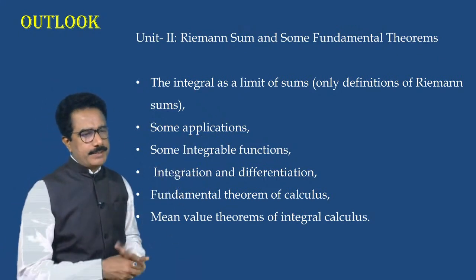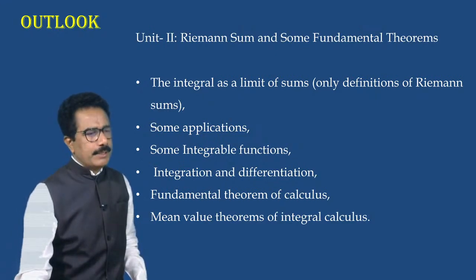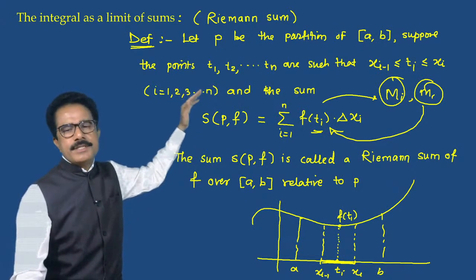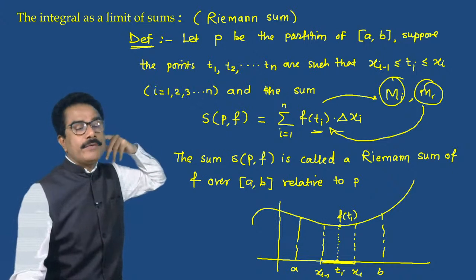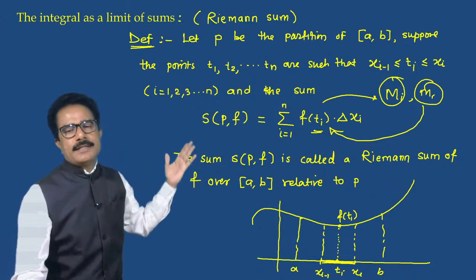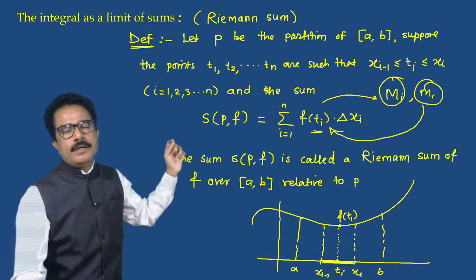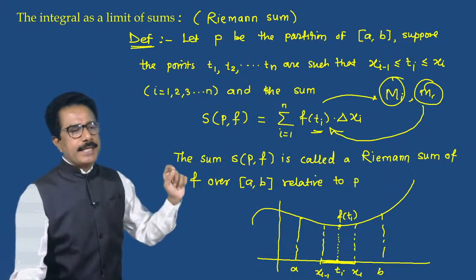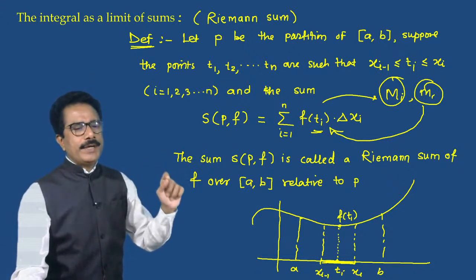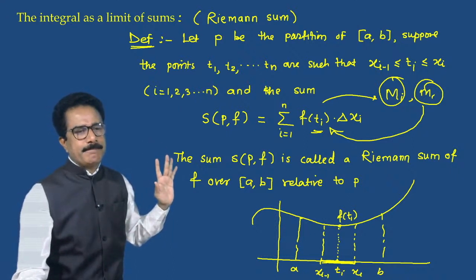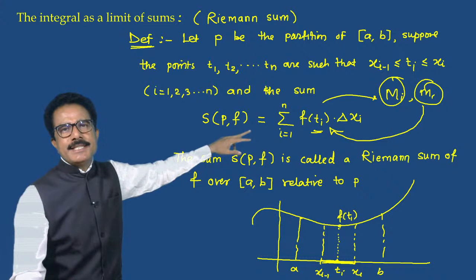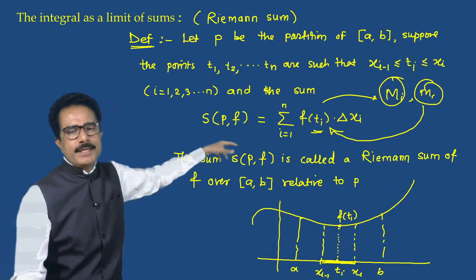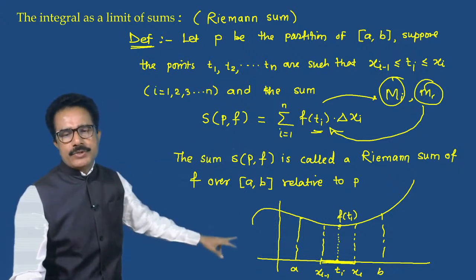We have to study some important applications. Before starting the important applications, I shall revise the concept of the integral as a limit of a sum, or we can say the Riemann sum. The definition of the Riemann sum is S of p comma f equals summation i equals 1 to n of f of ti into delta xi. That means f of ti is replaced by capital Mi and small mi, as shown in the figure.